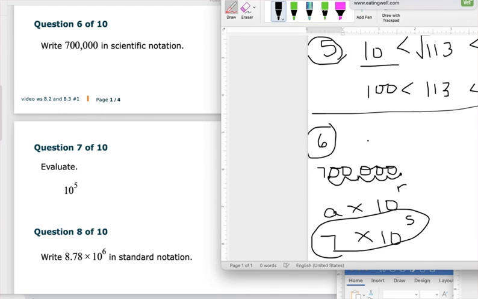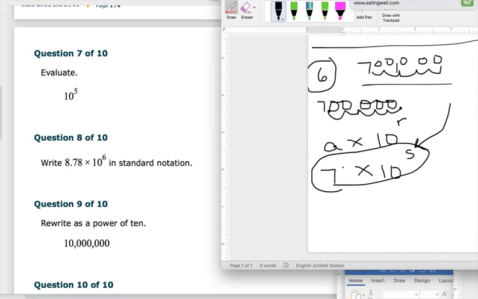Okay, so let's check it. And then remember, each power of 10, we're going to move the decimal from right there back 5 spaces. 1, 2, 3, 4, 5. We fill in with the zeros, and we have 700,000. So this is the answer, and that was the check.